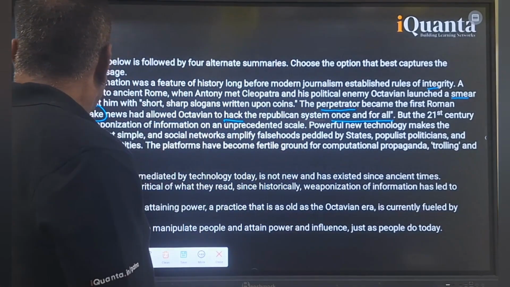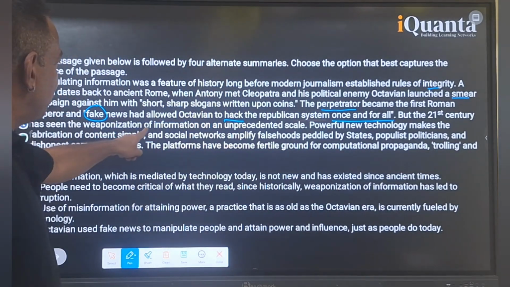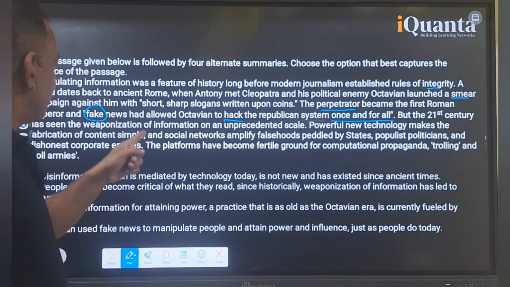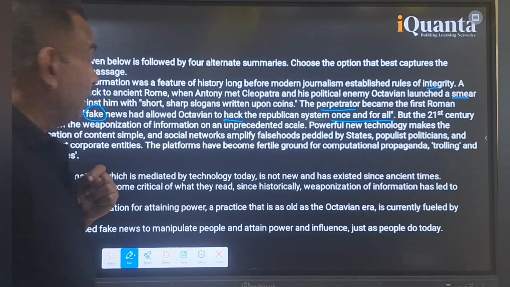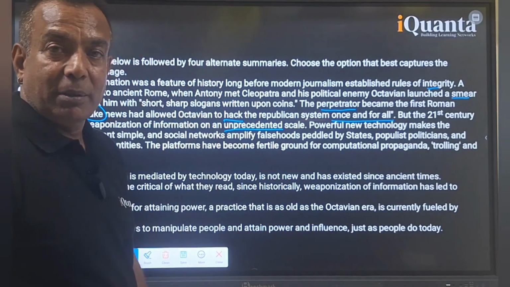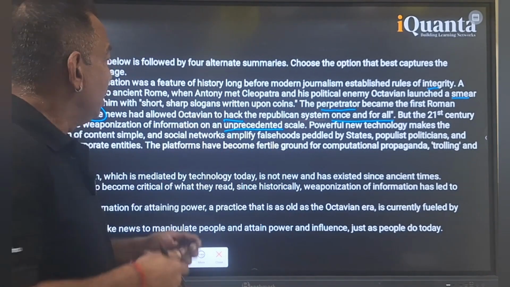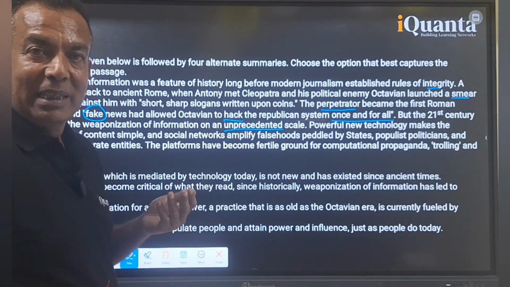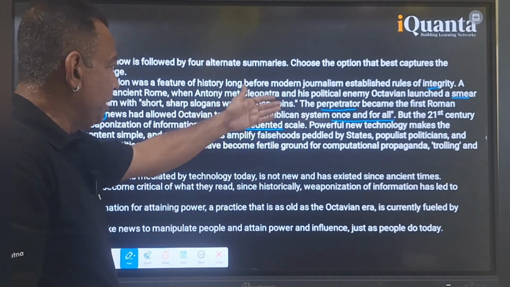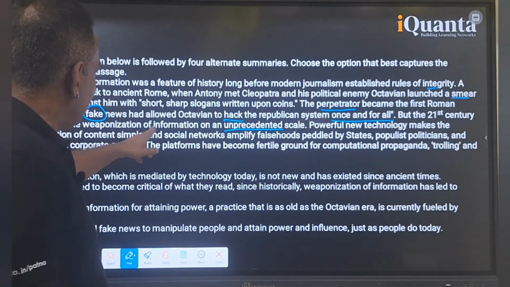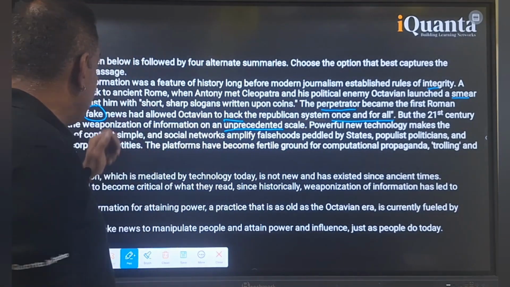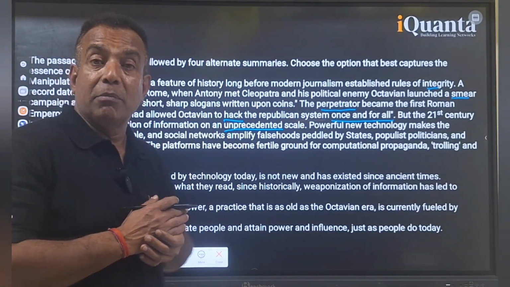But the 21st century has seen the weaponization of information on an unprecedented scale. Unprecedented scale. Well, that's something you should know. Unprecedented is that something never happened before. Something that has come up now, it did not happen before. It's happening for the first time, unprecedented scale. That means on a large scale here, is what it means. Weaponization of information. That means information has become weapons now.